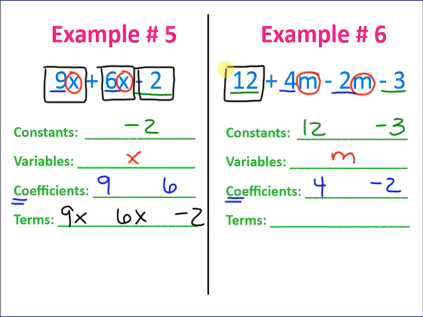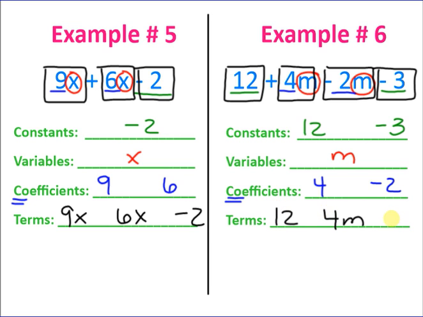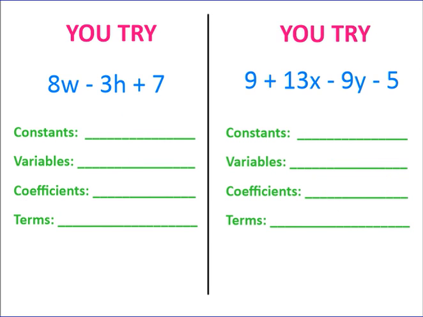I'm going to box them off. Make sure you take the minus sign when you need it. So my terms are 12, 4m, -2m, and -3. All right, you try these two.